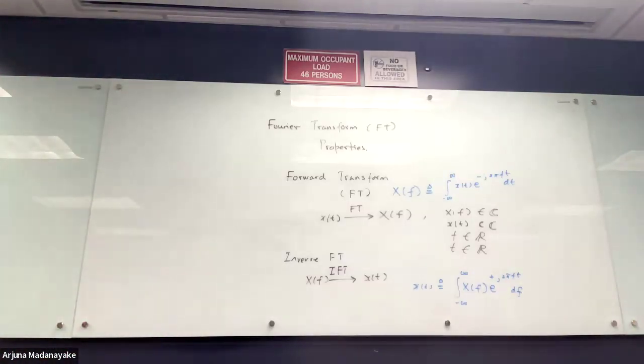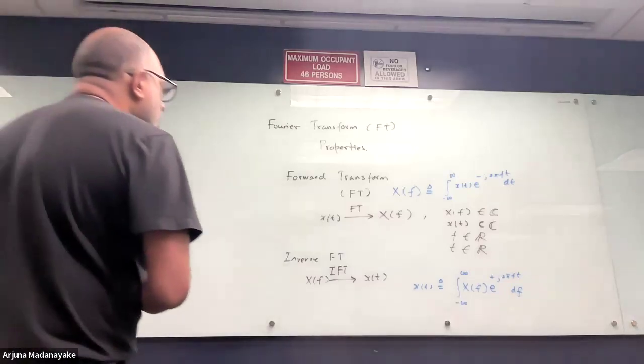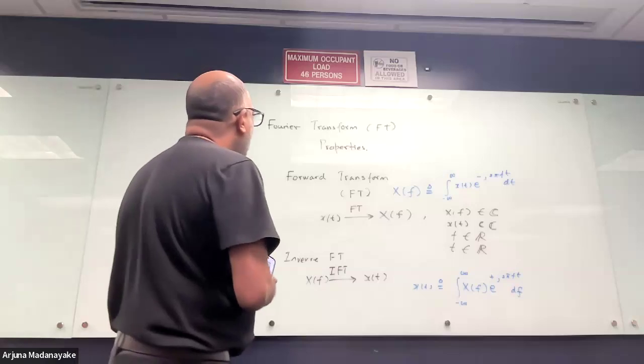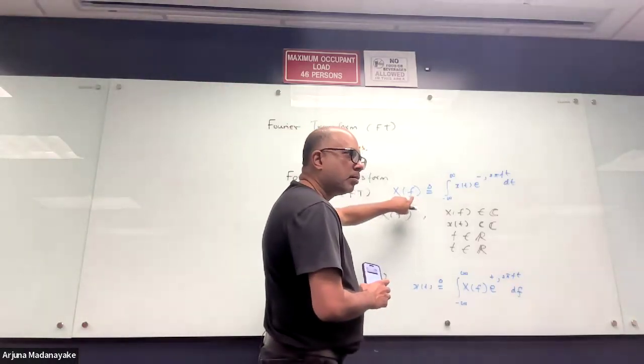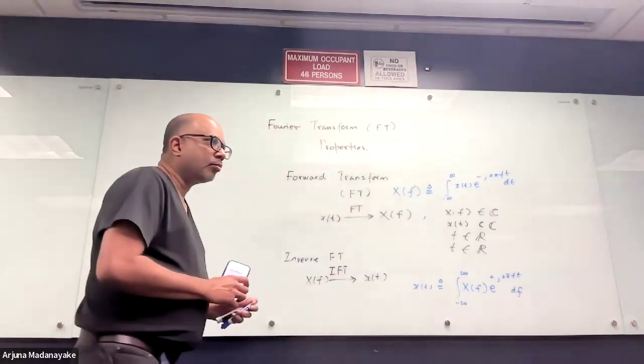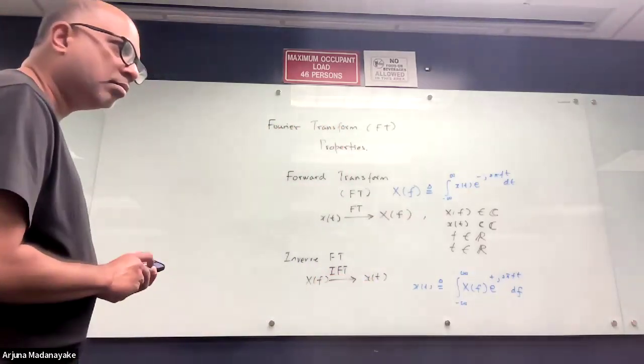So what does the forward transform refer to again? The Fourier transform, yeah, the forward transform. It's the Fourier transform. This one. Oh, okay. So it's basically the Fourier transform. Yeah. Okay.